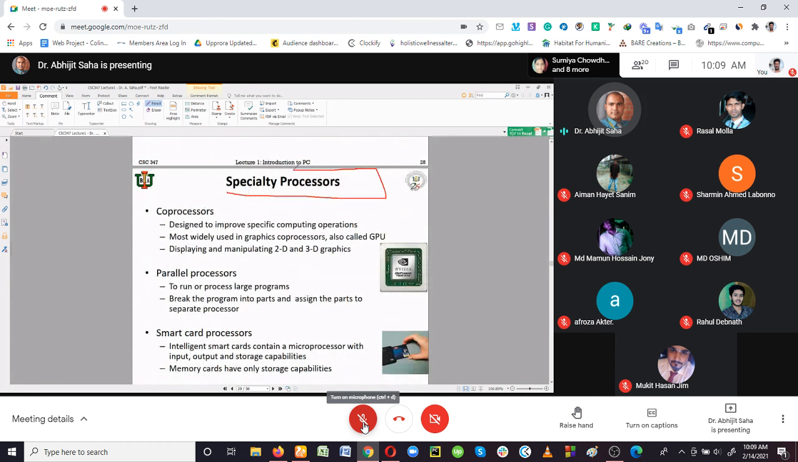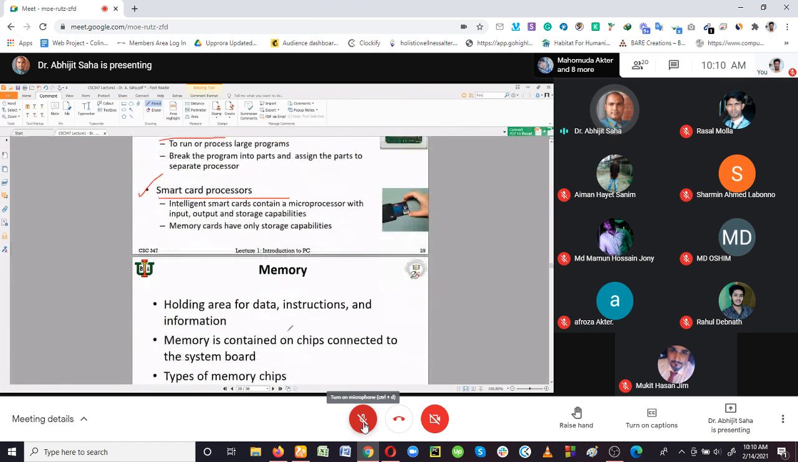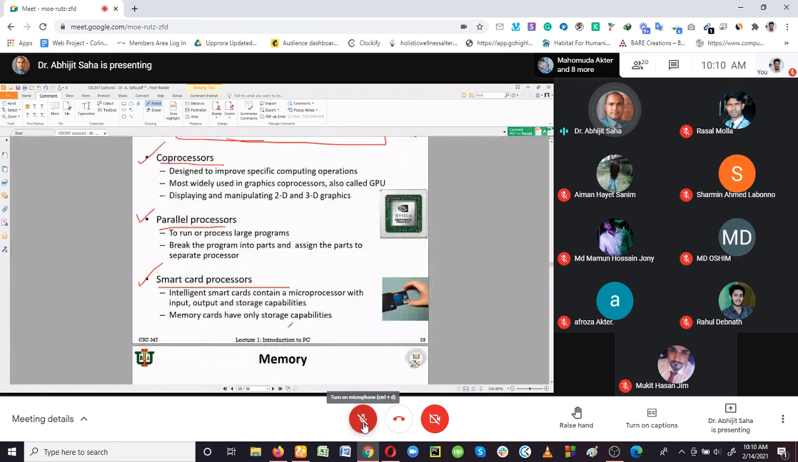Then we have the specialty processor. The question is going to be: define a specialty processor. So you should know the definition of a specialty processor, and explain the different types of specialty processor. You can talk about the co-processor, parallel processor, and smart card processor. You can briefly discuss the purpose of the co-processor, the purpose of the parallel processor, and the purpose of the smart card processor. So you can have a discussion.